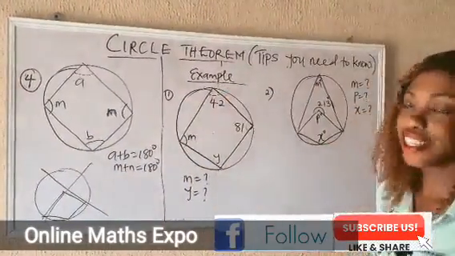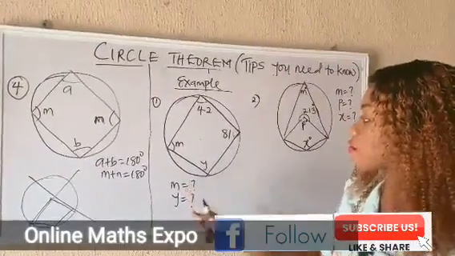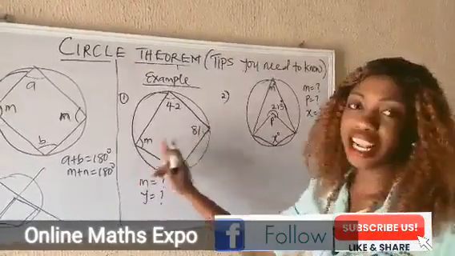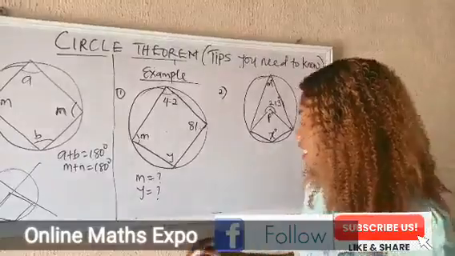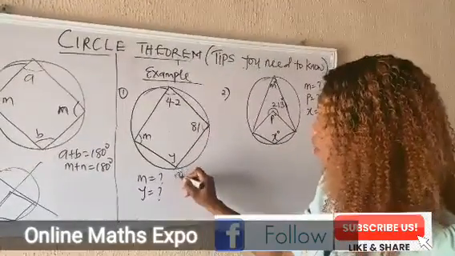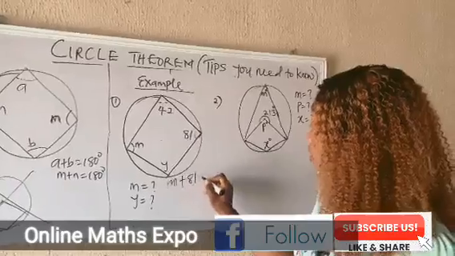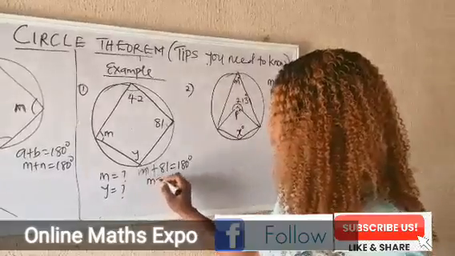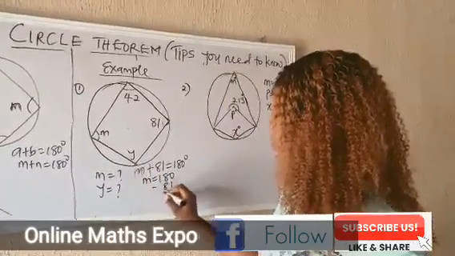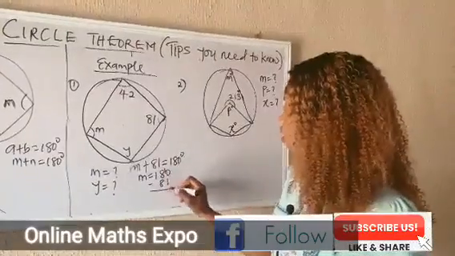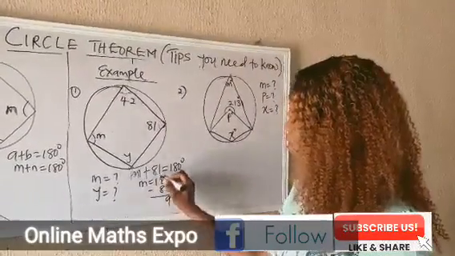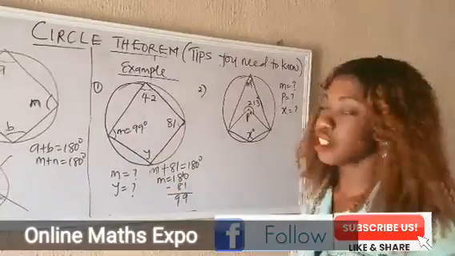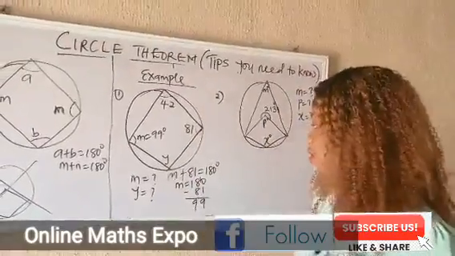Okay, let's look at this example. We are asked to find angle M and angle Y. So for angle M, you know that opposite angles of a cyclic quadrilateral sum to 180. So in that case, M plus 81 is equal to 180 degrees. I hope you are still there with me. So M will give us 180 minus 81. Let's subtract that. 10 minus 1 is 9, 17 minus 8 will give us 9. So our M is 99 degrees, so that when you add the two together, it gives us 180.